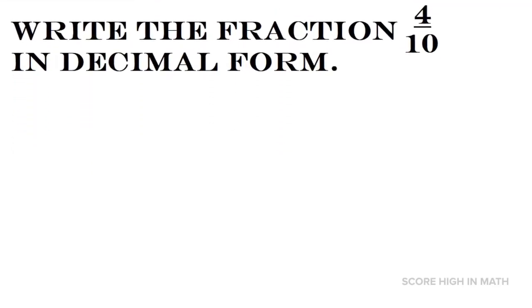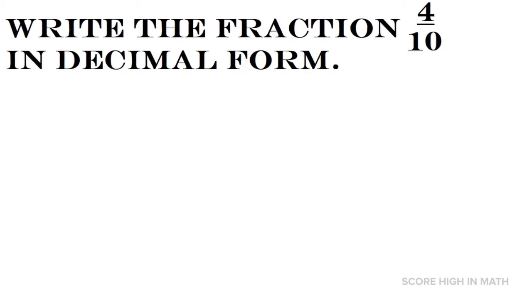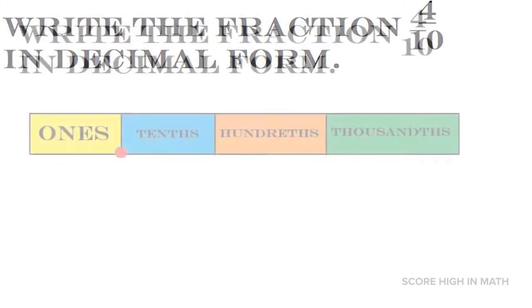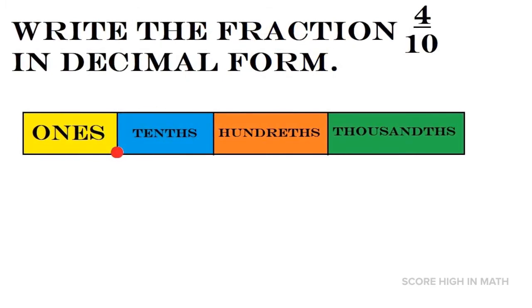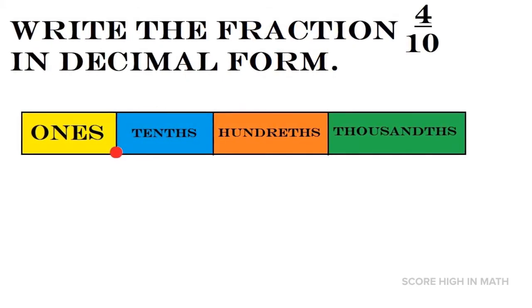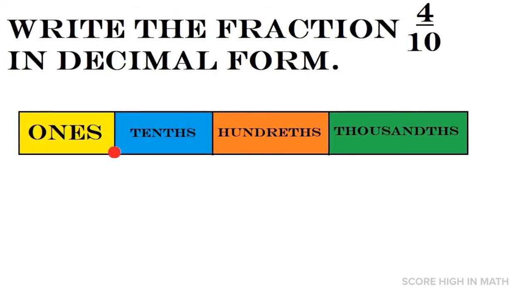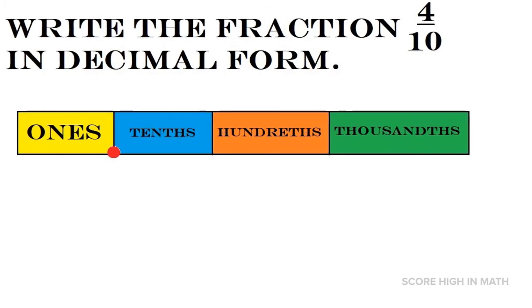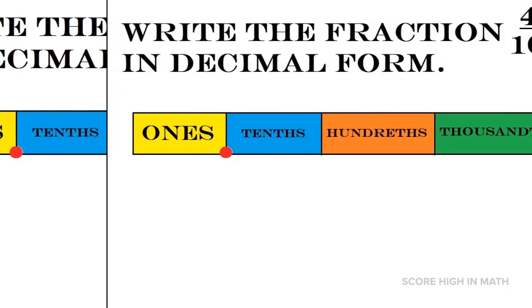Let us work on this example so that you will be guided. Write the fraction 4/10 in decimal form. We are going to use the place value chart as what you can see in the bar below. The first part is ones, and then the dot which you call the decimal point. After the dot is the tenths, hundredths, and thousandths.